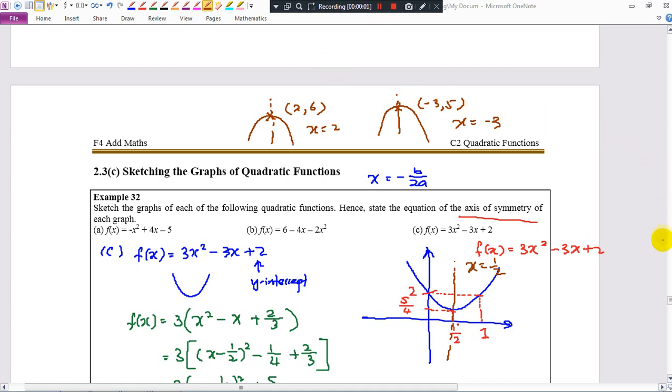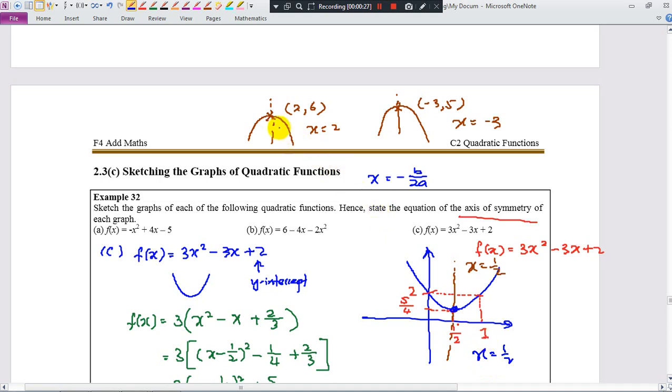Okay, let's go back to this question. Just now I forgot to show you the equations of the axis of symmetry. Okay, let's look at C. For this one, the minimum point is over here, 1 over 2. So the axis of symmetry will be x equal to 1 over 2.